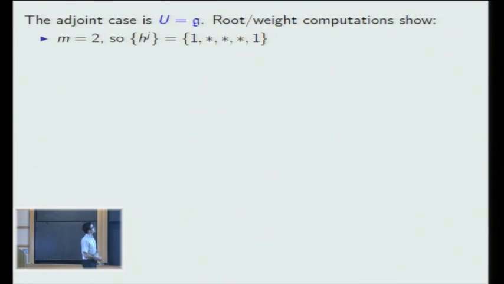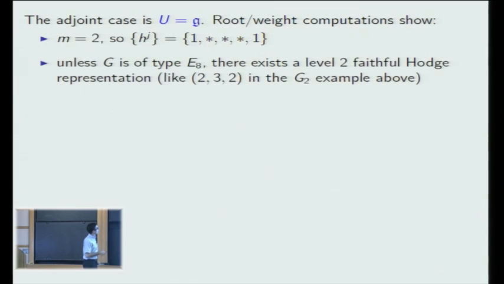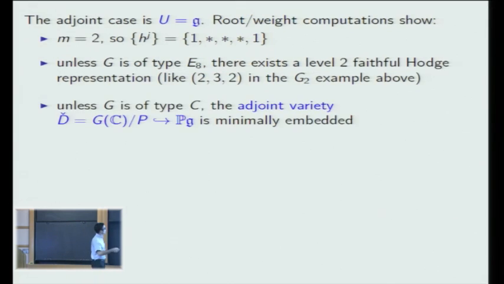So the adjoint case is where U is the Lie algebra itself. And root weight computations show that m is equal to 2. So the Hodge numbers are these. I don't know what the stars are. They vary. But the outer ones are 1. And it is level 4. Unless G is of type E8, there exists a level 2 faithful Hodge representation, like 2, 3, 2, but with bigger numbers in the G2 example.